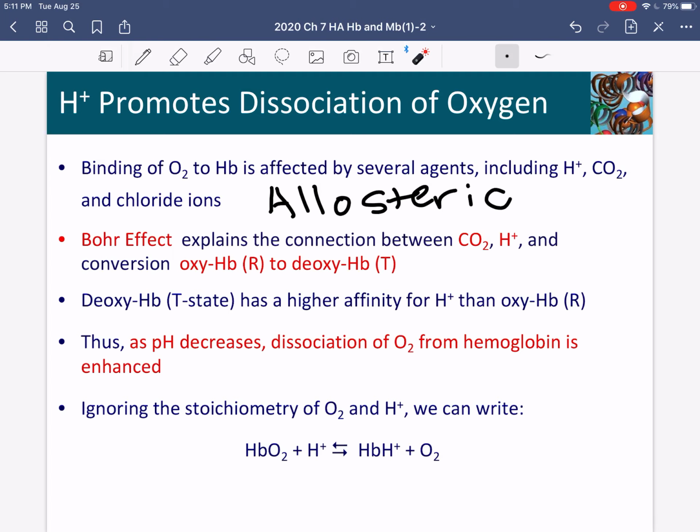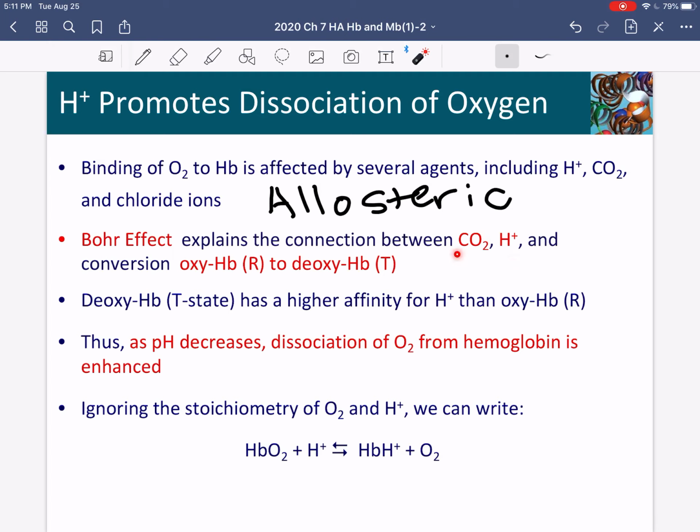Protons promote the dissociation of oxygen and the conversion of hemoglobin from the R state, the oxyhemoglobin, back to the T state, the deoxyhemoglobin. And the effect of protons is called the Bohr effect. So in this video, we're going to be talking about the relationship between carbon dioxide, which is produced in your tissues through the citric acid cycle. So metabolically active parts of your body, such as your tissues, produce carbon dioxide, and as a side product, protons.